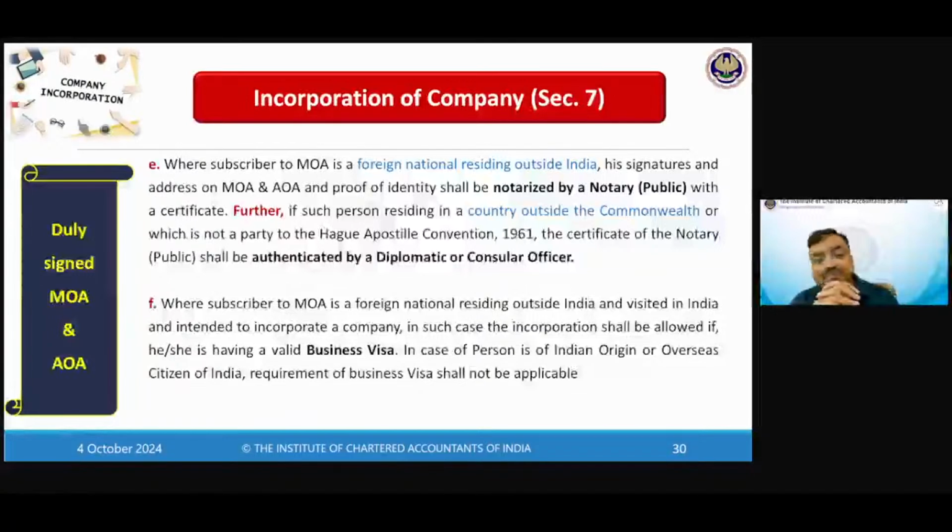This is point number F. Where the subscriber to MOA is a foreign national, residing outside India, visited India and interested to incorporate a company in India, he or she will be allowed only if he or she has a valid business visa. But if the person is of Indian origin or an overseas citizen of India, NRI, the requirement of business visa shall not be applicable. Clear.